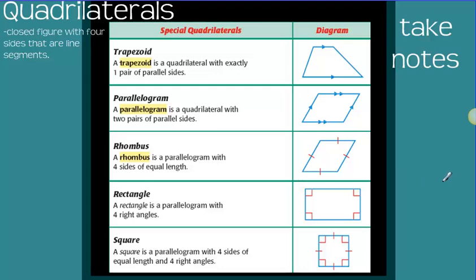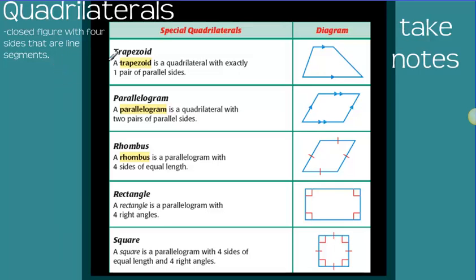Okay, let's talk about quadrilaterals. So please title your notes quadrilaterals, and this is notes 6. We're on lesson 6. You have a whole bunch of different types of quadrilaterals here, so make sure you get them all down. Please write the definition of quadrilaterals as well. Closed figure with 4 sides that are line segments.